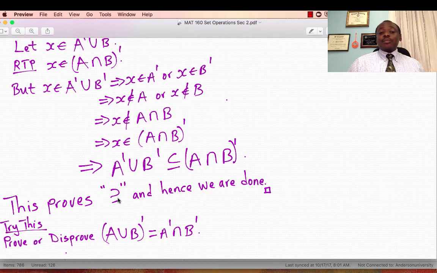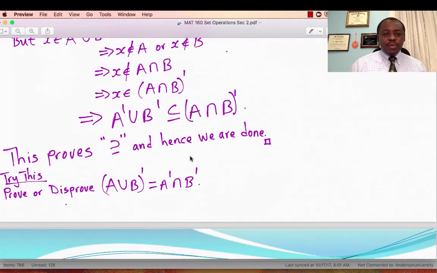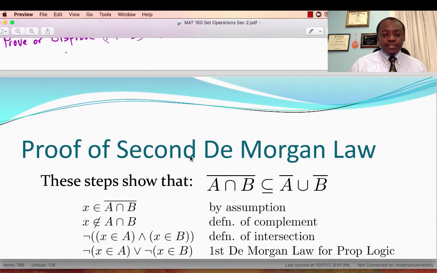Try this. Prove or disprove. Of course, it's going to be proved, because that is De Morgan's second law: (A union B) prime equals A prime intersection B prime. Just follow the exact same strategy we used up here and come up with a beautiful proof. We'll leave that as a simple exercise for serious students.